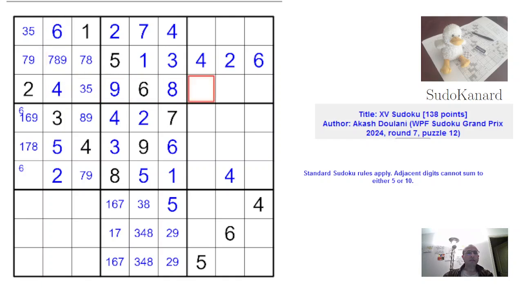That's correct. Here we need 1, 3, 5, and 7, or digits from 1, 3, 5, 7. This is not 5. 1 is not next to the 4. 3 is not next to the 2. And 4 options for this cell. I'm not seeing any elimination. Oh, but I'm seeing elimination following this 4.